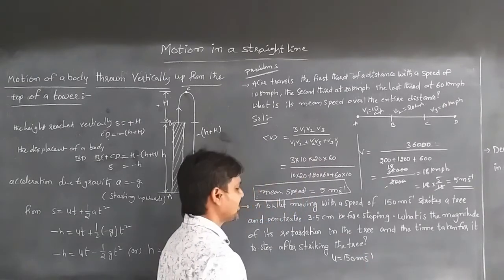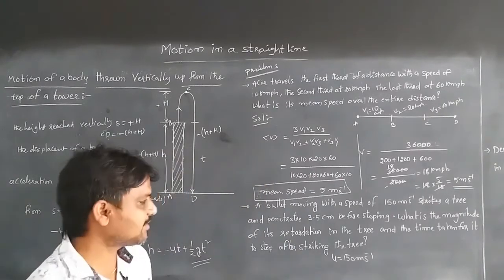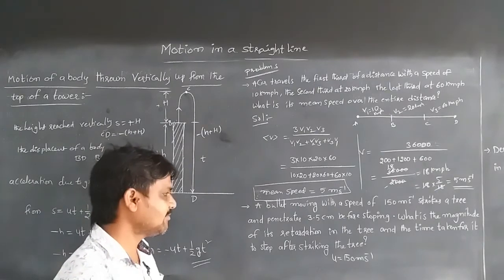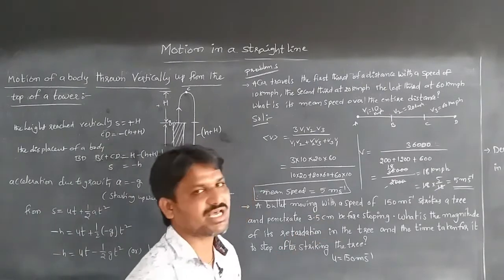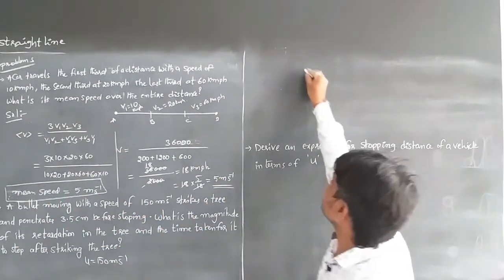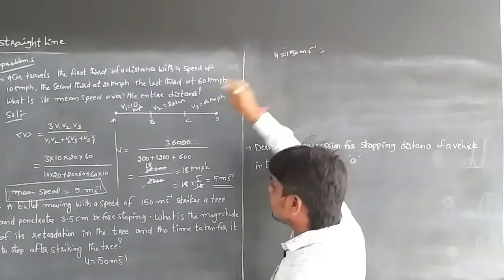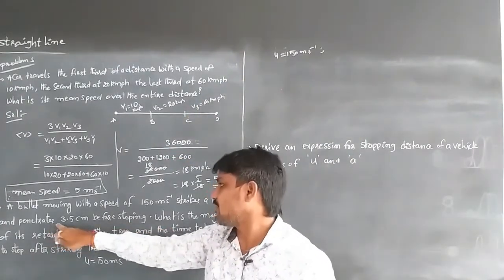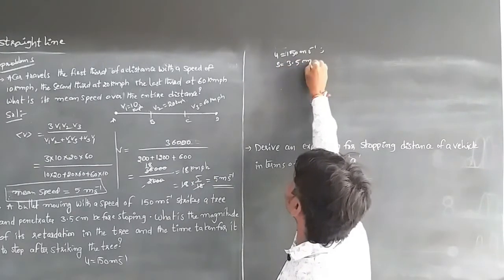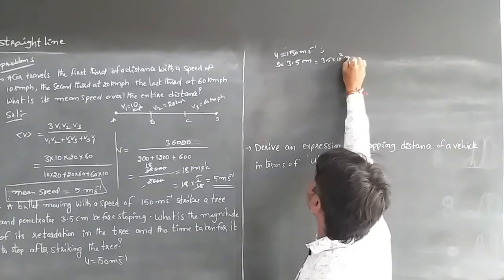It strikes the tree and penetrates 3.5 centimeters. The displacement which has happened is 3.5 centimeters, which is in the CGS system, so we should convert it into the SI system. So the bullet moving with a speed of 150 meter per second, that is initial velocity u equal to 150 meter per second, penetrates 3.5 centimeters, meaning the displacement s is equal to 3.5 centimeters, which can be converted into meters, that is 3.5 into 10 to the power of minus 2 meters.